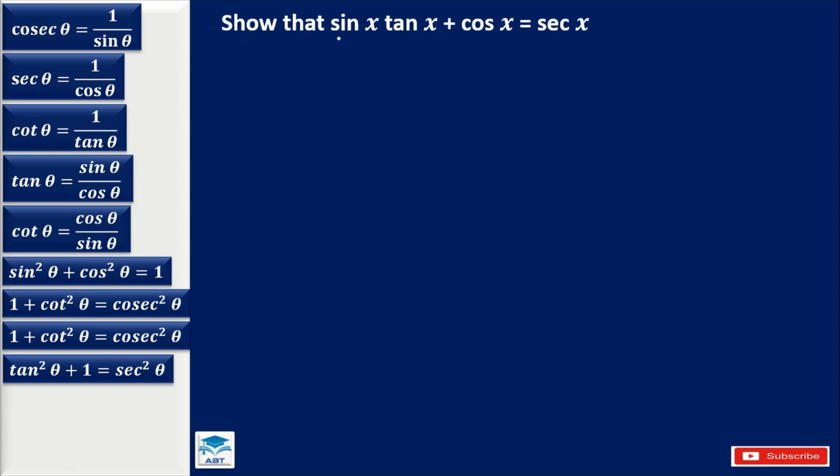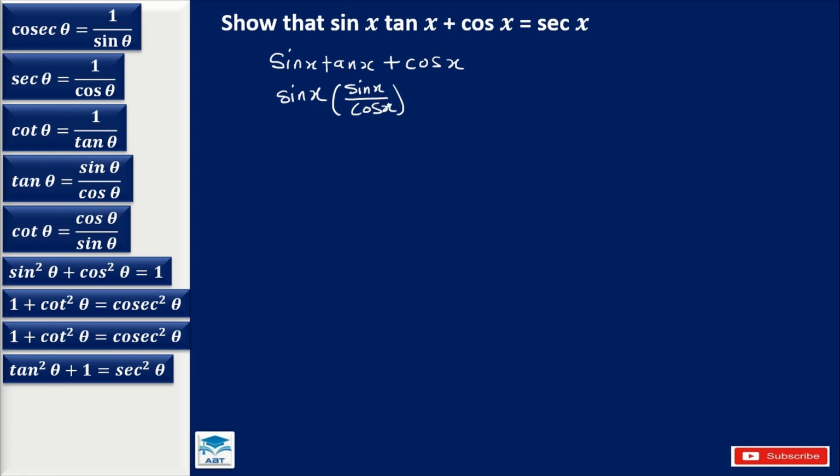Show that sin x tan x plus cos x is equal to sec x. So we are going to simplify the left hand side to arrive at sec x. We have sin x tan x plus cos x. Tan is equal to sine divided by cos. So tan x is sine x over cos x.